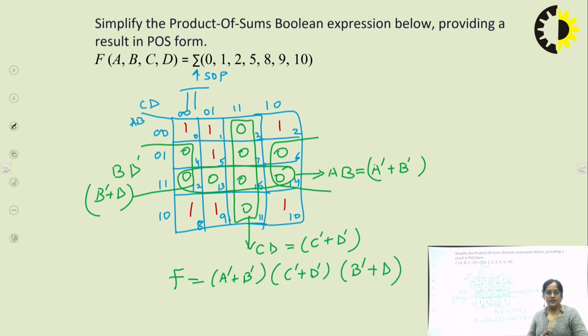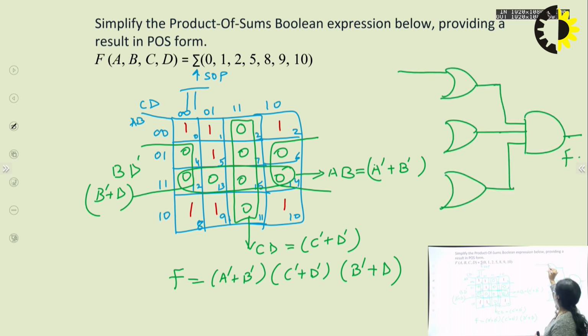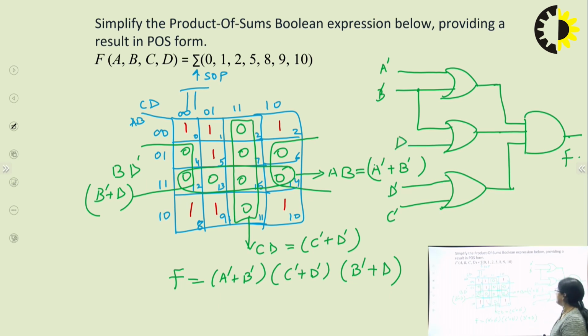So in case of POS, we need 3 AND gates, 3 OR gates and one AND gate. If we have to draw a logic diagram for this, we will have an OR gate with A dash, or we will have a complement inverter. Then we will have B dash, which is common here. Then we have C dash, here D dash, but here we will have D. So here we will have a two level implementation for POS form.